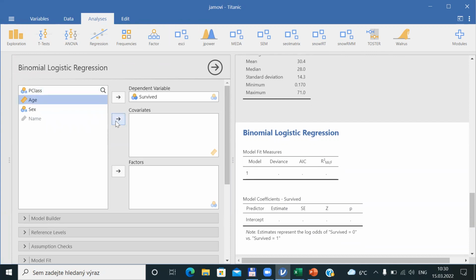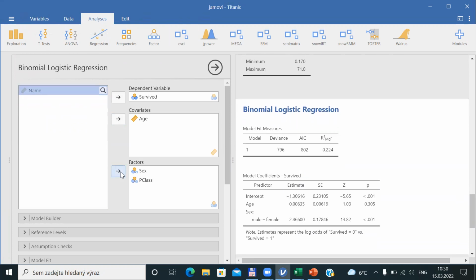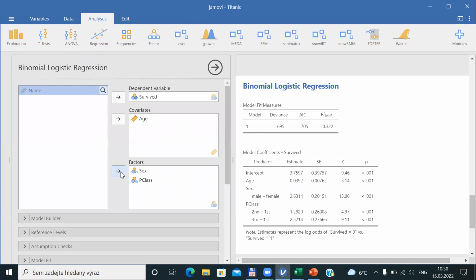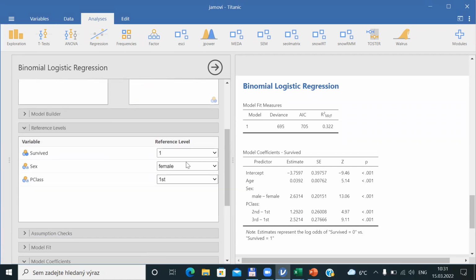Currently, age is covered, sex is the first factor, and P class would be the second factor. And you can see that automatically, first class is defined as the reference category. So it means it is outside of the computation. So if I go back into reference levels, here I can see that the first category is the reference level. First category of the class is the reference level. For sex, it is female. That's why the comparison is male versus female.